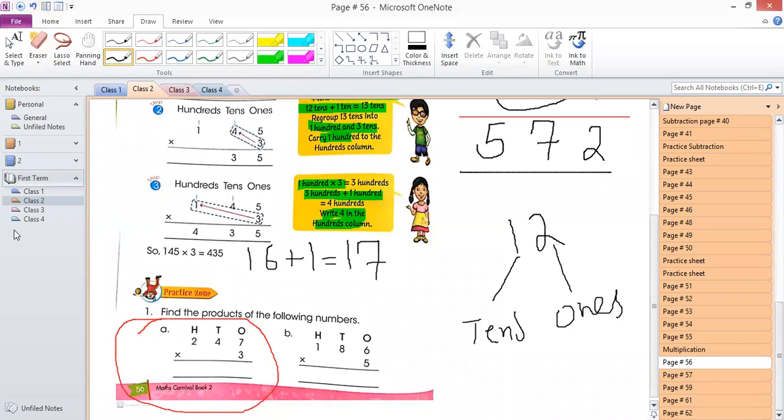I will just tell you how you have to solve. First, you will multiply this 3 by 7 ones and check how many ones there are. If they are two digits, one digit you will write here, one digit you will regroup here. Then you will multiply this 3 by 4 and add this number to the answer. You will add this number and write here. And finally, if there are two digits, you will write one digit here. And after multiplying with the hundreds, you will add it and write the answer here. So 247 multiplied by 3.